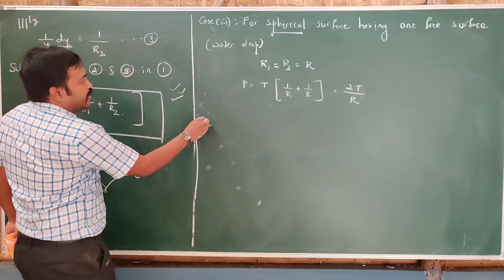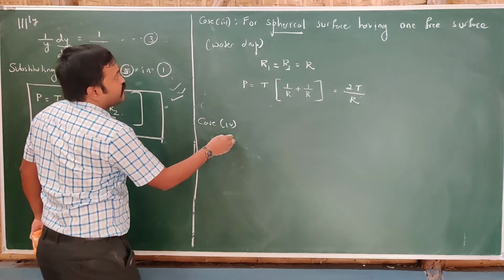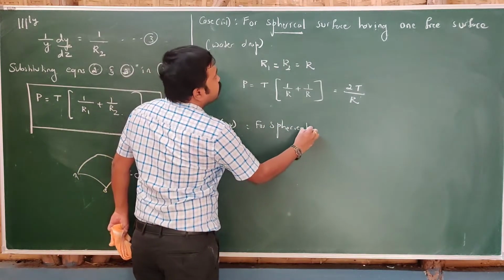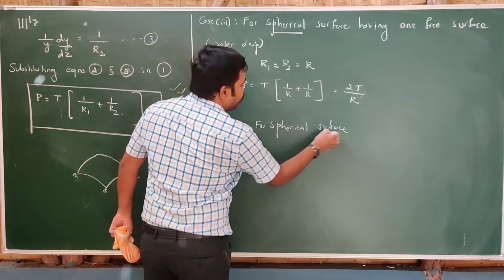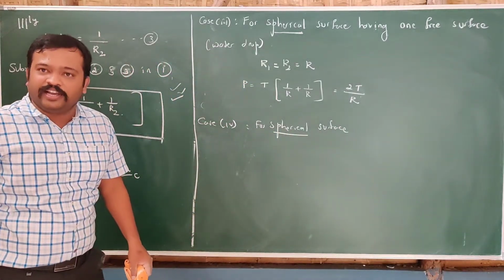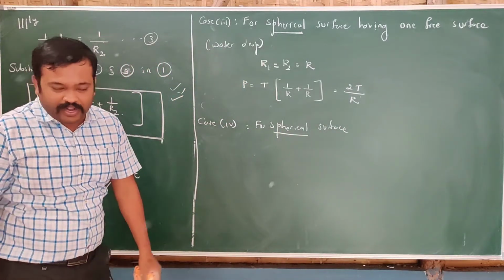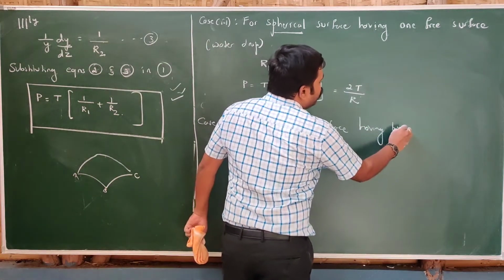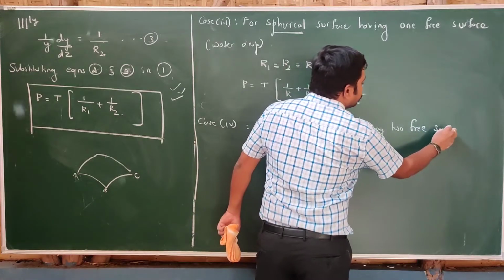Let me take the same but with two surfaces for spherical. For a spherical surface, again I am considering spherical. What is the meaning of spherical? The radii will be the same. Spherical surface having two free surfaces.